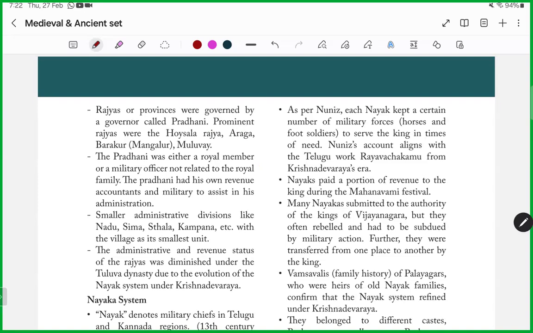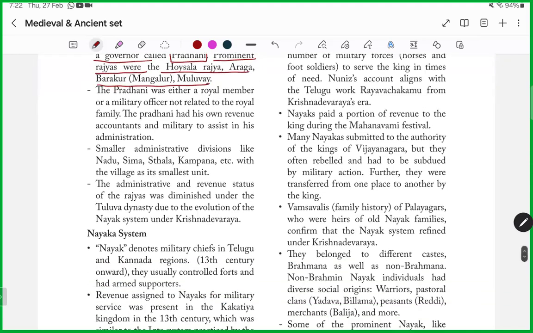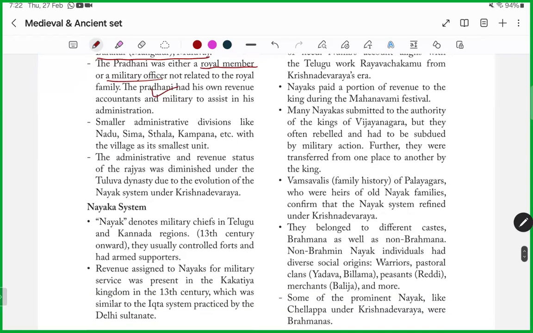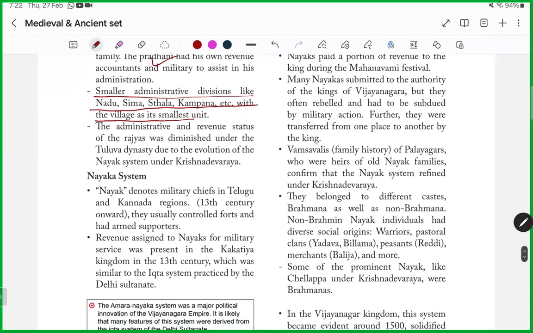Rajas or provinces were governed by a governor called Pradhani. The prominent Rajas were the Hoysala Raja, Araga, Paraka, and Muluvai. The Pradhani, the governor, was either a royal member or a military officer. Then there were smaller administrative divisions like Nadu, Sima, Sthala, Kampana, etc., with the village as its smallest unit, as we have come across in all the administrative setups.